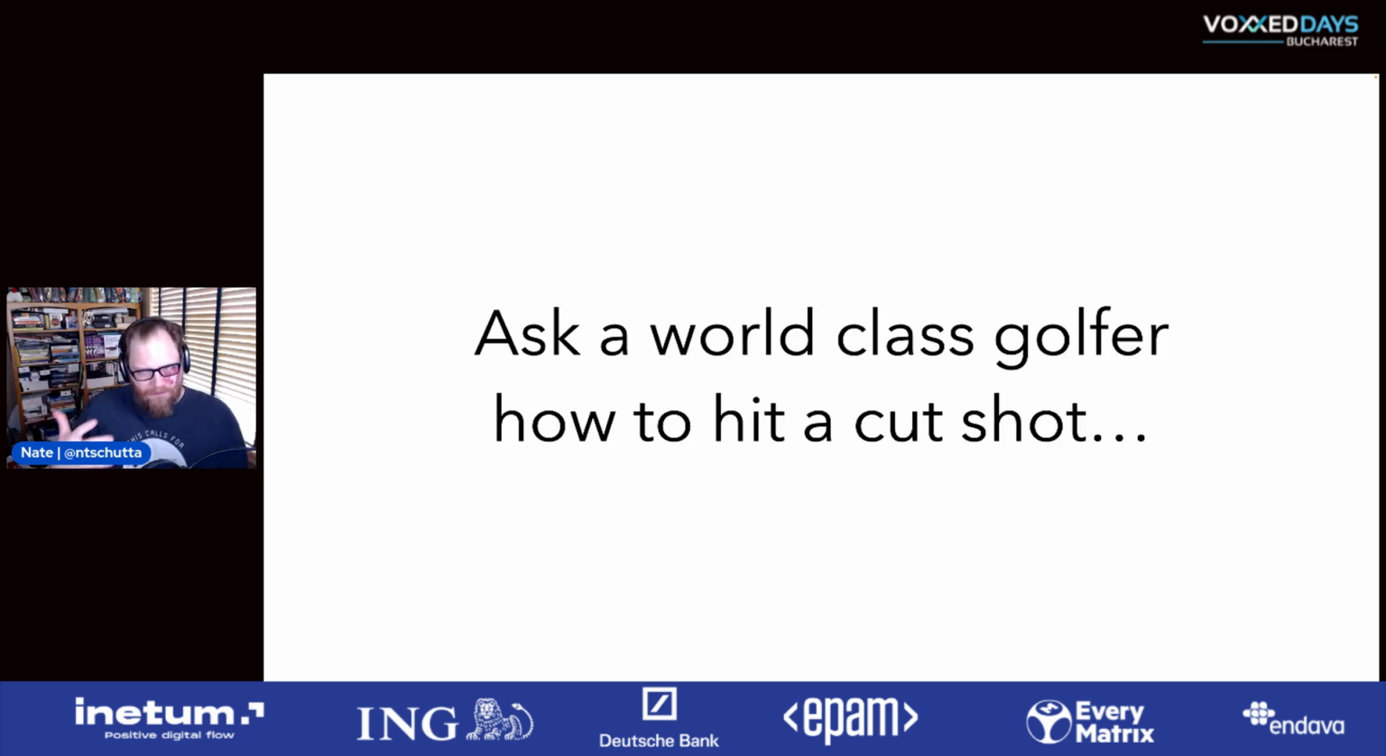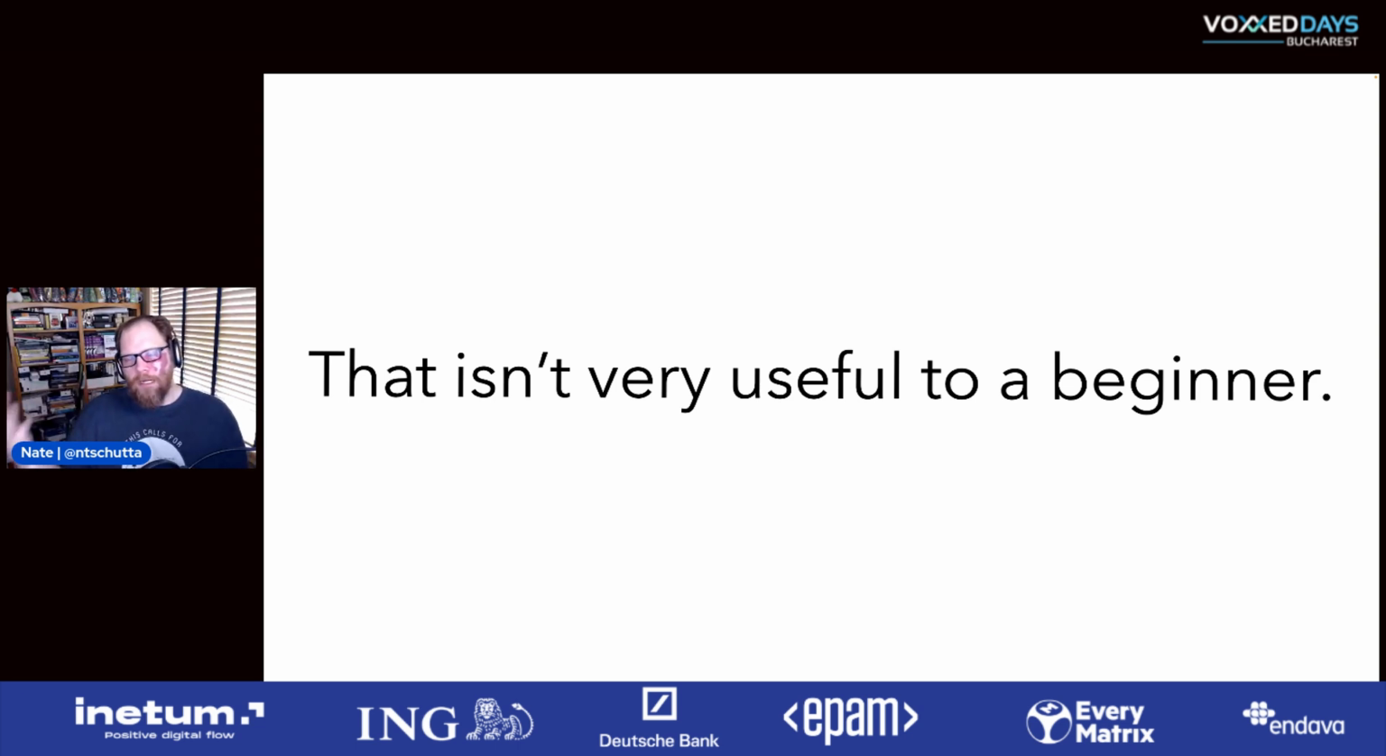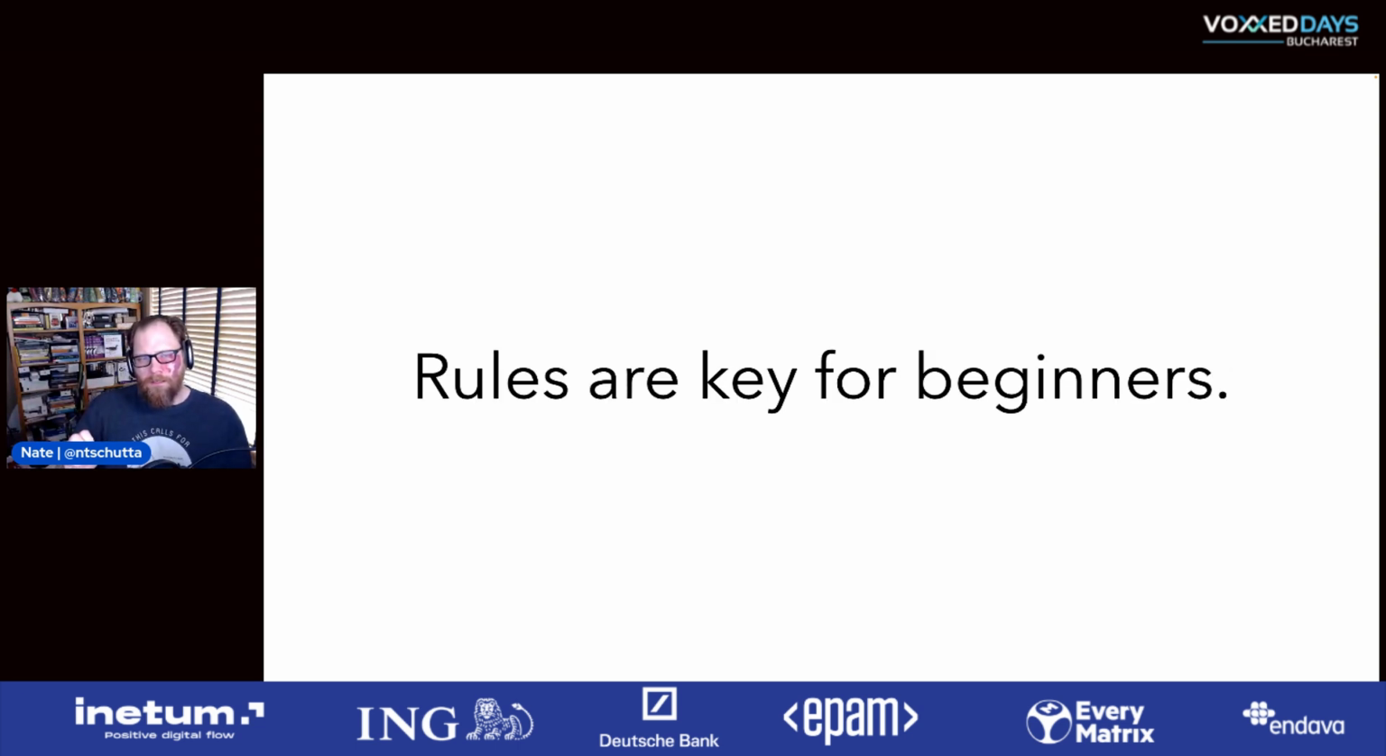If you ask a world-class golfer, how do you hit a fade? They just think, well, I just think cut and the ball cuts. I can't teach that to a beginner. That doesn't do any good to a beginner. They need a rule. They need, all right, open your stance, open the face, swing along your body line, the ball start left and gently fade off to the right.